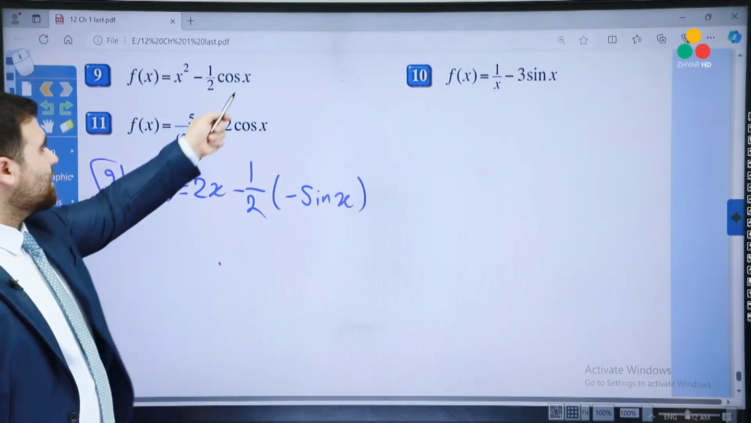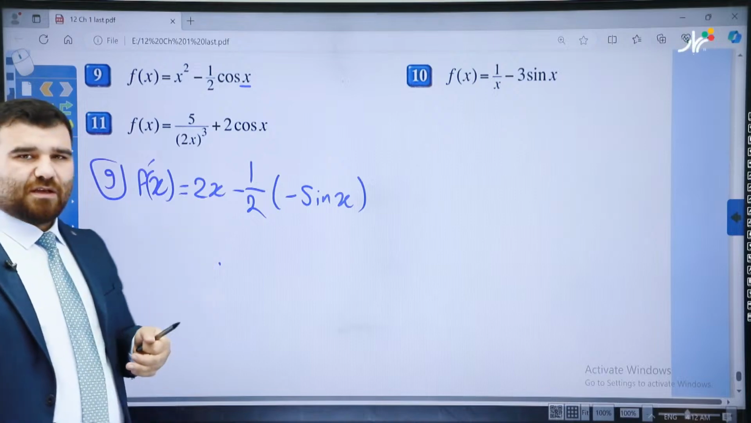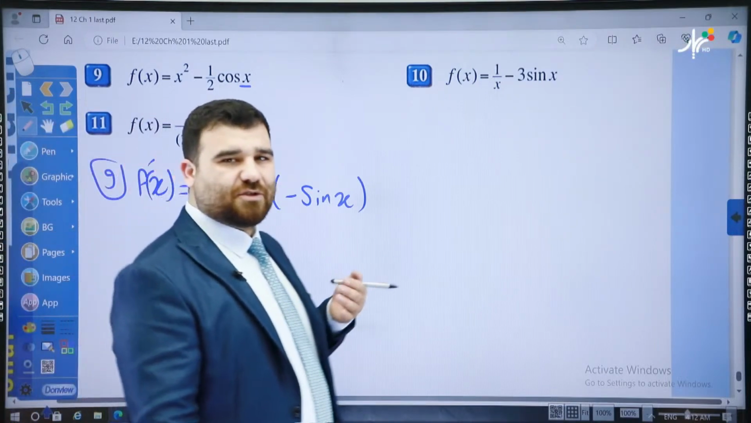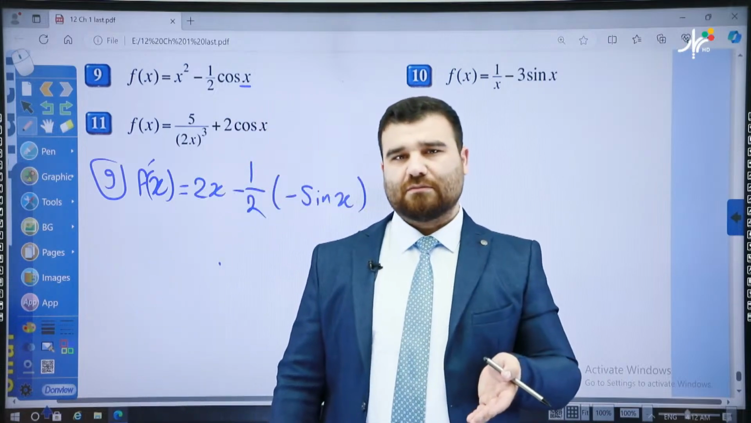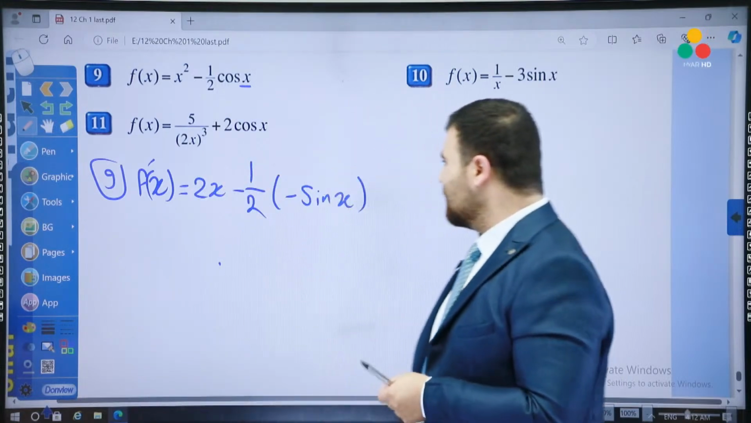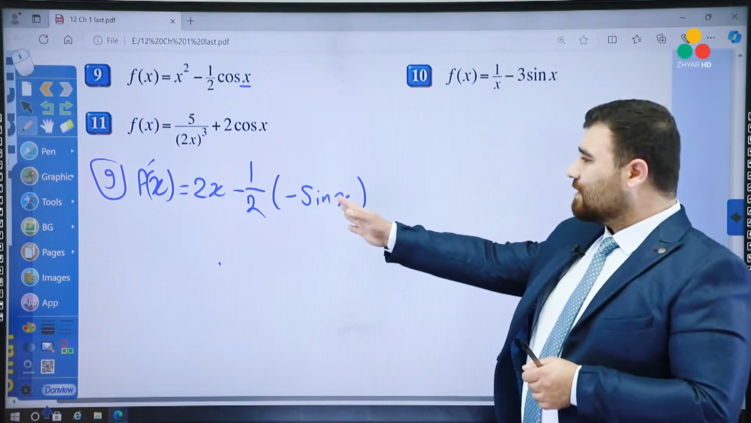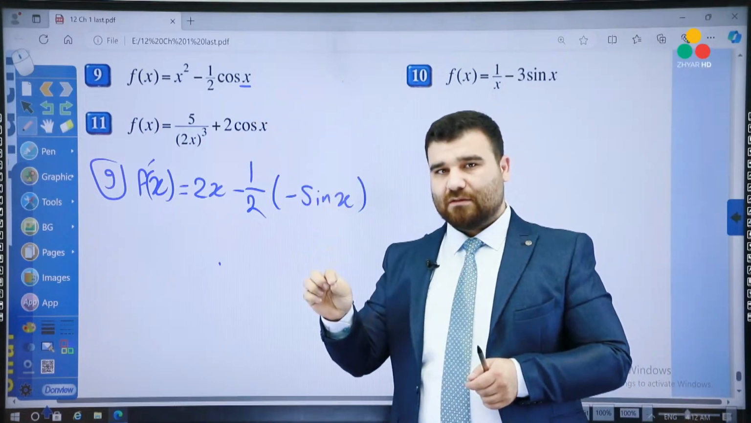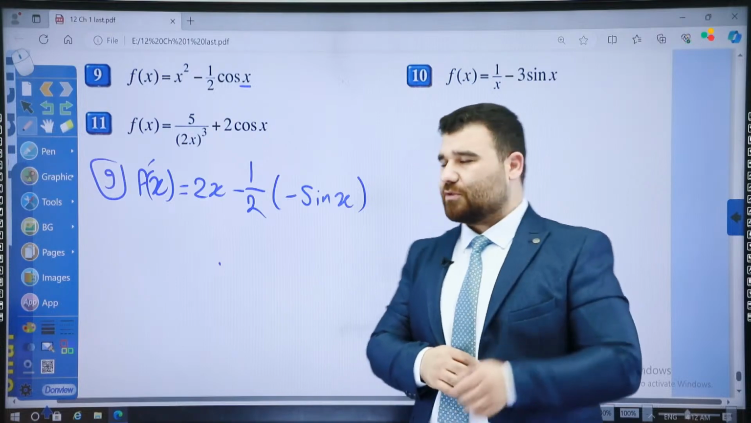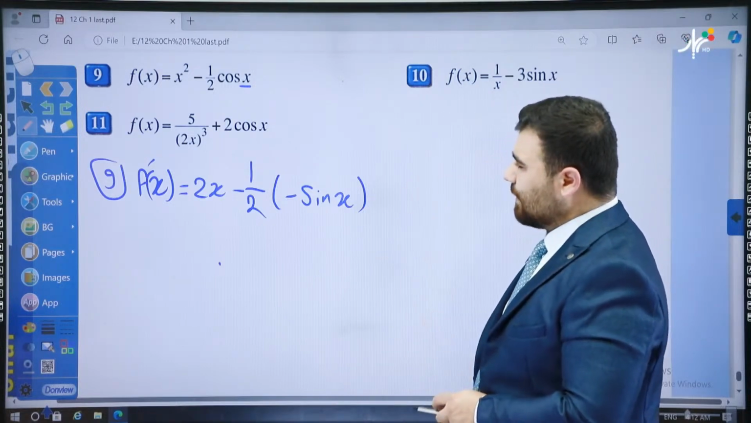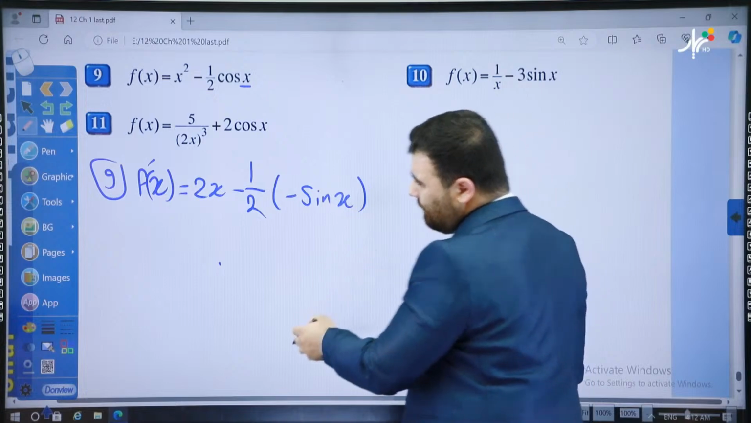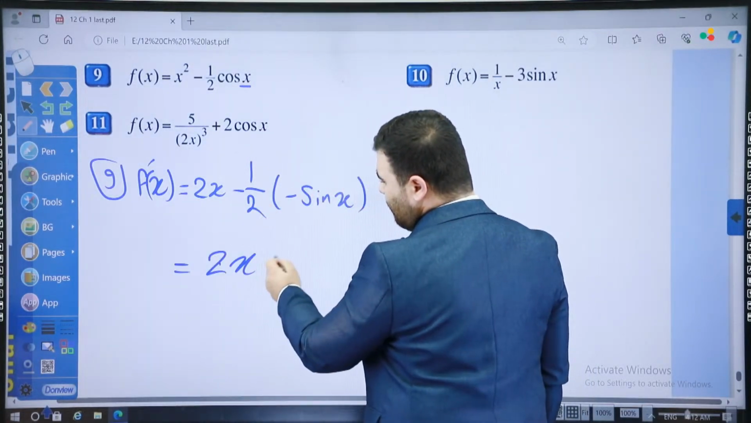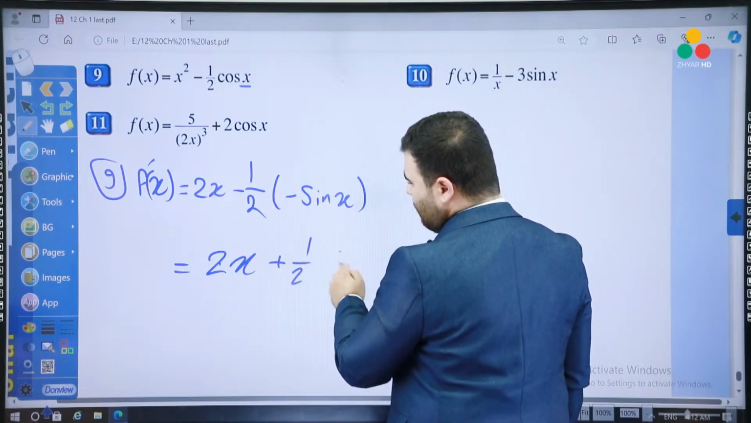For such questions, when there is only x inside the sine or cosine, we don't say times the derivative of inside. Why? Because derivative of inside is just 1, and if we multiply anything by 1, nothing happens. This is why many students think it's always like this. No, if the derivative of inside is not 1, we should mention it, we should write it, and we should simplify it. Here we don't have simplification, except 2x. Negative times negative is positive. 1 over 2 sine x.